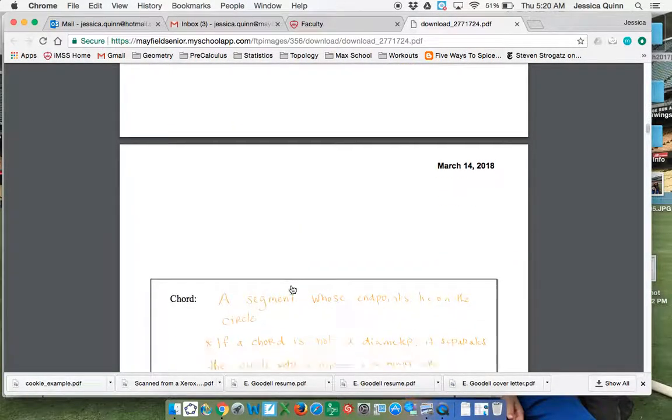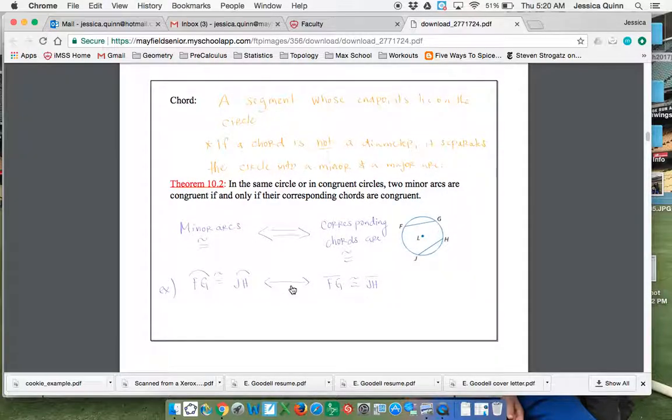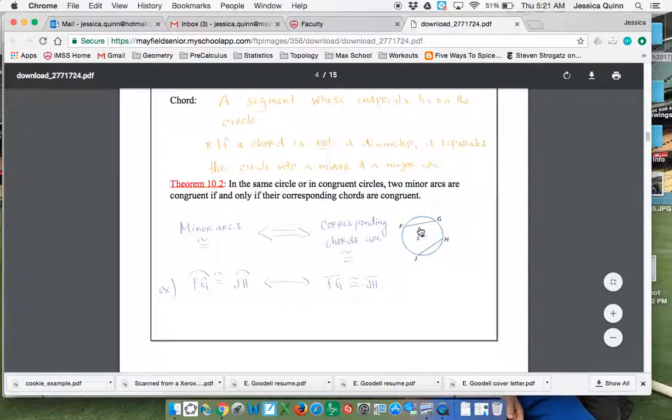And then this was another question. Okay, so here's 10.3. To remind ourselves, a chord is a segment whose endpoints lie on the circle. Anytime you have a chord that's not a diameter, it separates the circle into a minor arc and a major arc. So if you look at the circle down here, we have this chord FG, and arc FG is the minor arc, and FJG, for example, would be the major arc that chord FG breaks the circle into. If the chord is a diameter, then it separates the circle into two semicircles. But we're not necessarily talking about semicircles today. There are basically three big theorems in this section.